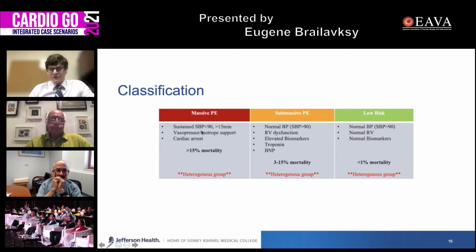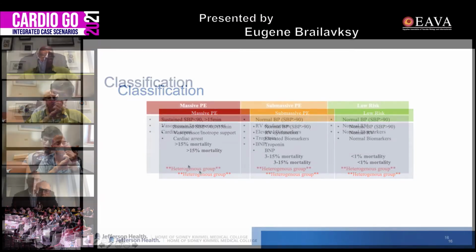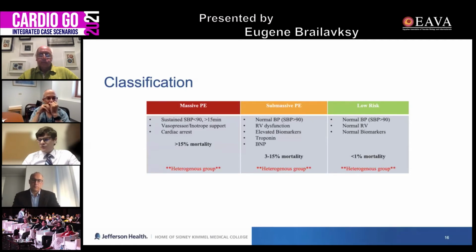You can have a patient who comes in with a blood pressure of 89 and otherwise looks okay, be classified as a massive PE. And then you can have a patient who is suffering from cardiac arrest, also classified as massive PE. So it's really not a perfect classification system. It leaves a lot to be desired.